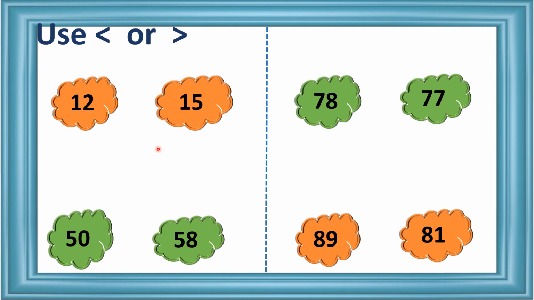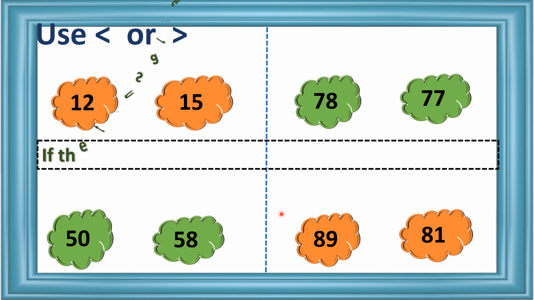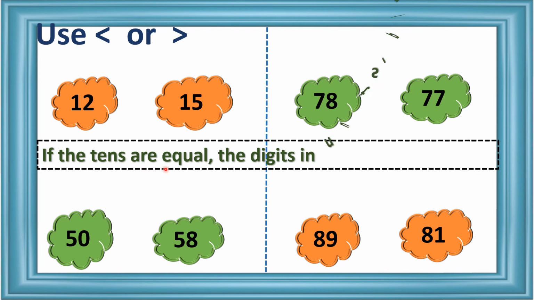Here you can see some more numbers. What happened? Here the tens are the same. 1 ten, 1 ten. 5 tens, 5 tens. 7 tens, 7 tens. 8 tens, 8 tens. What to do now? Yes, the tens are the same in both the numbers. Okay, not to worry. One more formula is there. If the tens are equal, the digits in the units place will help you.